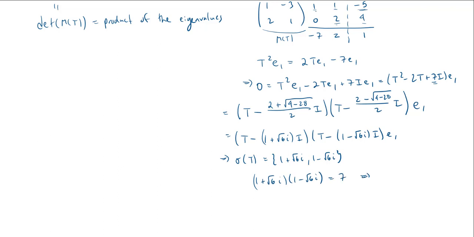Okay, and so this implies that the determinant of M of T, which is equal to the determinant of T, is equal to 7. And there we go.